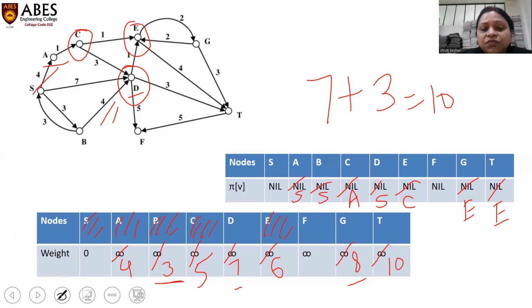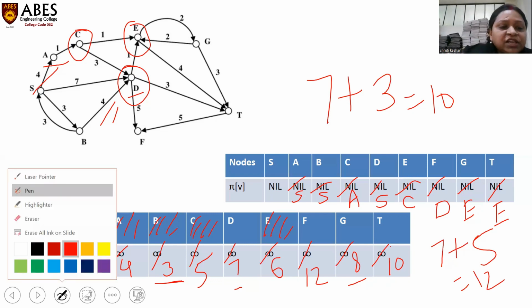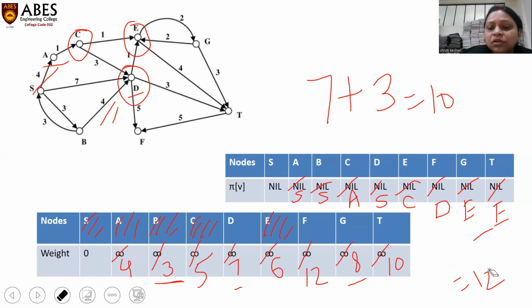Now we are checking for the F. F is currently containing the value infinity. Then go for D to F. D is containing the cost 7 and the edge is containing 5 weight, that is 12. 12 is less than infinity. Update this value and put the parent of F as D. Now, already D is visited. Mark D as visited.